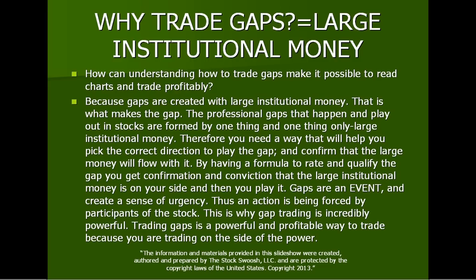How can understanding how to trade gaps make it possible to read charts and trade profitably? Because you have a structure of understanding where the institutional money lies. What are the footprints of that institutional money? Because gaps are created with large institutional money. They're the only things that make them happen. They either buy stuff or sell stuff. That's it. And that is what makes the gap.